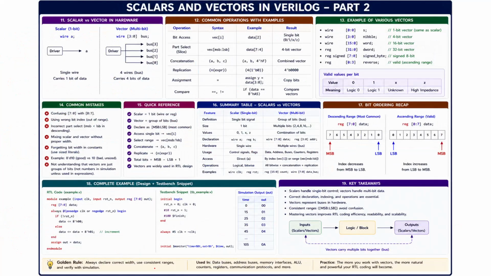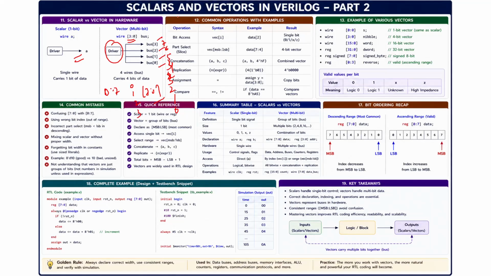Then scalar and vectors, this is another part. While driving different types of bits, a single bit you drive is driver A, and when driving multiple bits it is bus with 3 down to 0: bus 3, bus 2, bus 1, bus 0. Suppose you write 7 down to 0, that means 7, 6, 5, 4, 3, 2, 1, 0. In this way we drive the values, starting from MSB to LSB. And suppose you drive 0 to 7, that means 0, 1, 2, 3, 4 and so on.